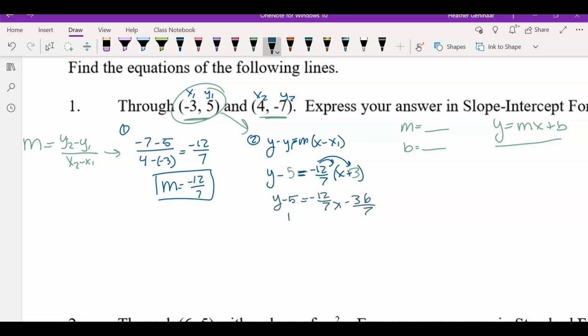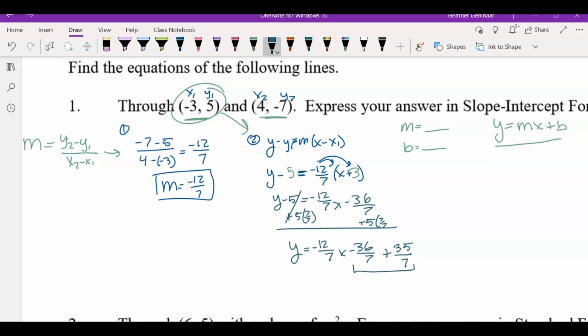Okay, so then from here, I'm going to add 5. As you can see, there is a fraction, so we need to get a common denominator. So I'm actually going to add not just 5, but 5 times 7 over 7, right? So then from here, we're going to have y equals -12 over 7x minus 36 over 7, right? But then plus, and I'm going to add 35 because 5 times 7 is 35 over 7.